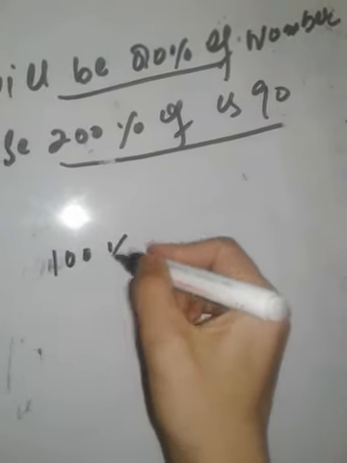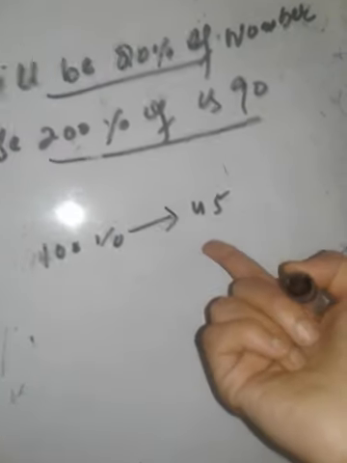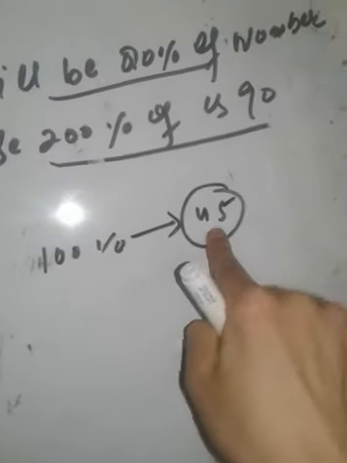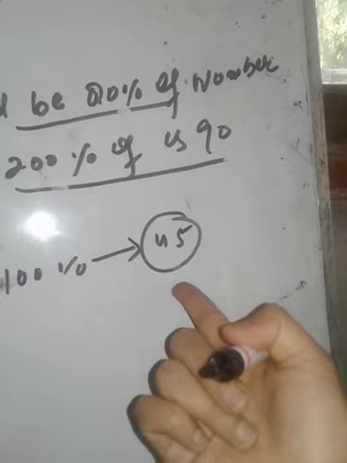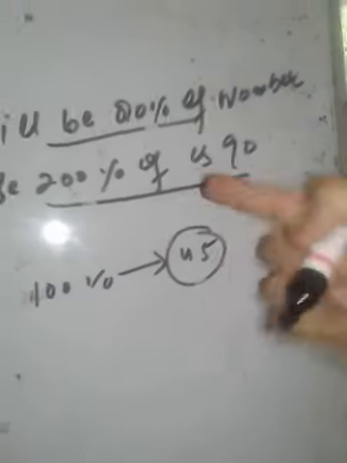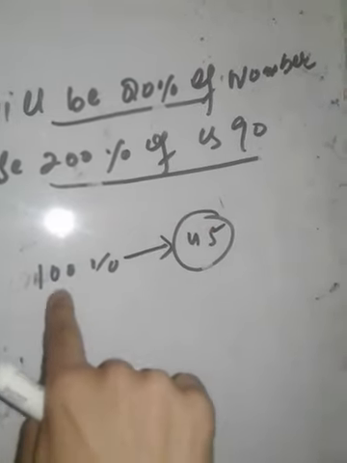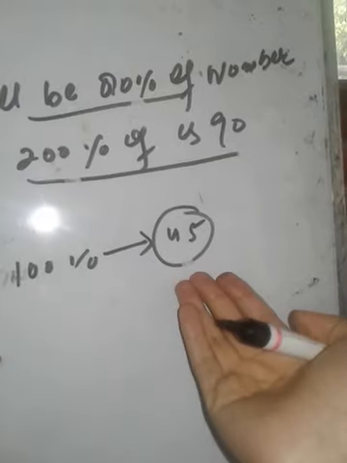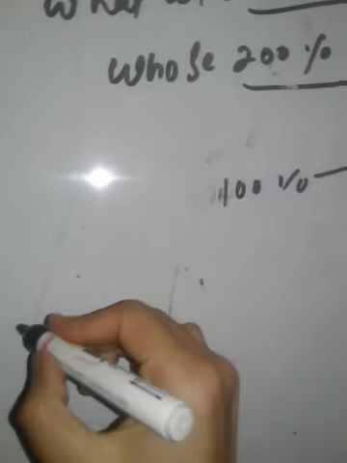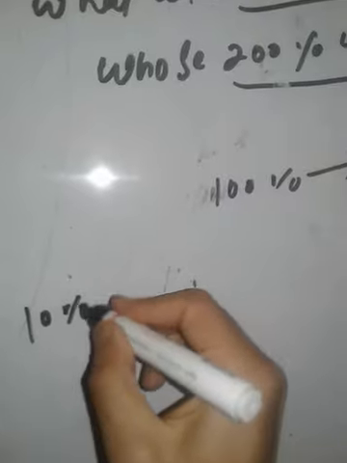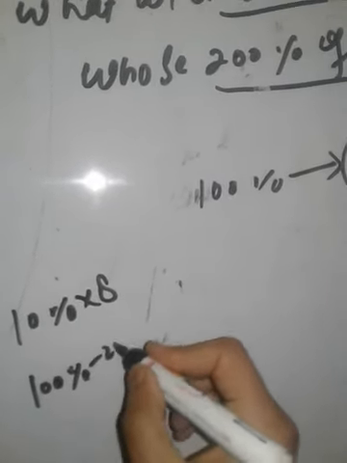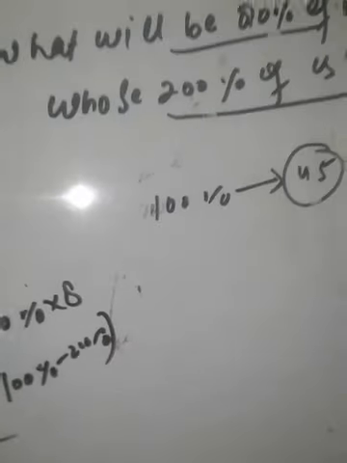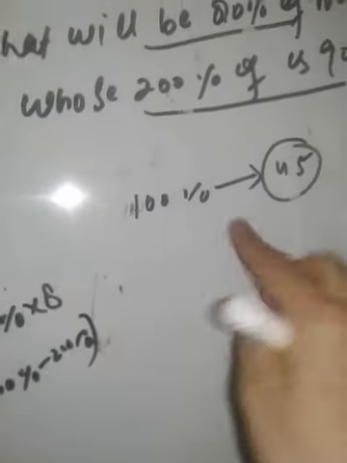Simple. 100% will represent 45, half of 90. So that means the number is 45. What are you supposed to find? 80%. How will you find 80%? By two methods. Either find 10% and multiply by 8, or subtract 20% from 100%. You will get the 80%. There are two ways to find 80%. Whatever you feel convenient to do.